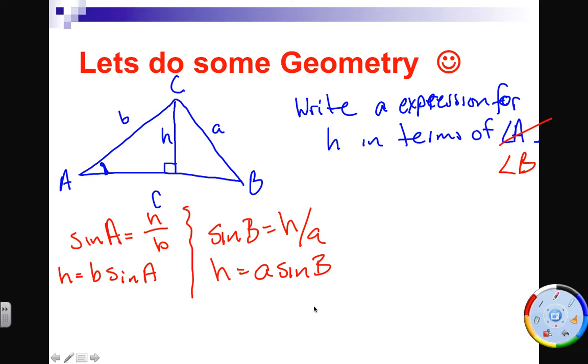Now, what's very interesting here is H is equal to this statement, but H is also equal to this statement. And by our property of transitivity, remember we're doing geometry, those two things are equal.